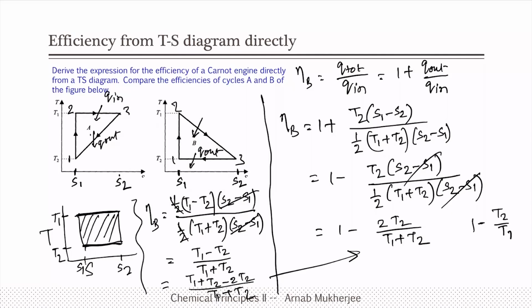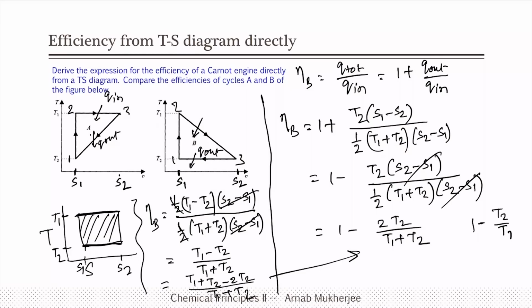Now, is it more or less than this? The output is also less, and the input, is it more or is it less? Of course, it will depend on it, so Q input is half T1 T2 (S2 minus S1). Since T1 is greater than T2, obviously the input is also less than the Carnot input. So the total is also less than the Carnot input.